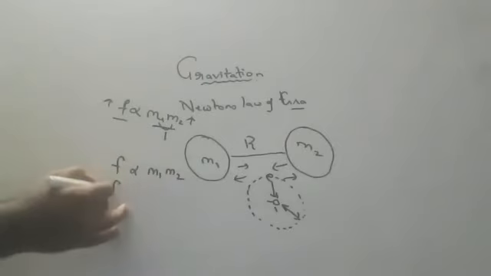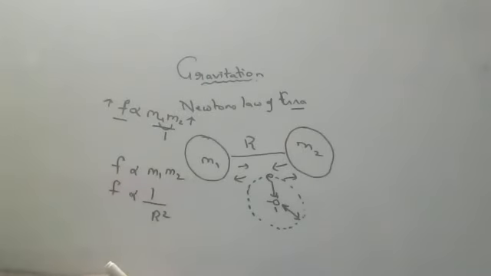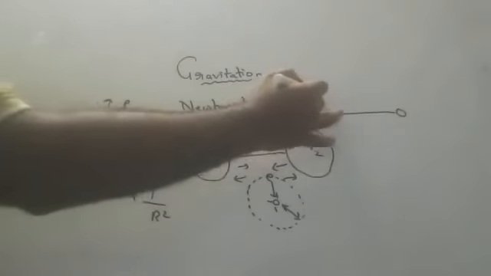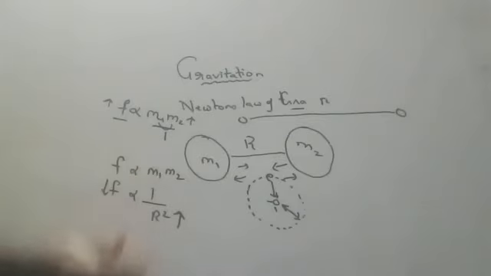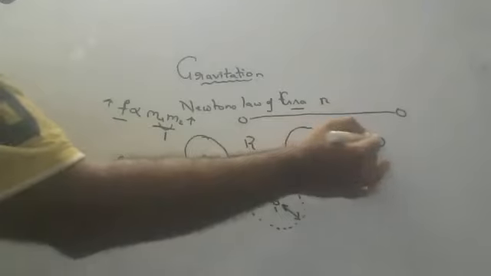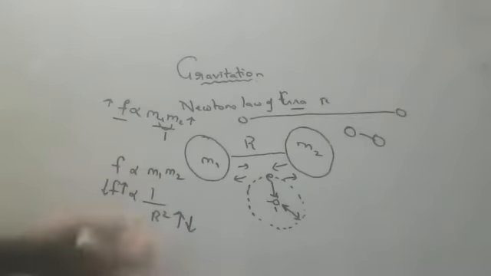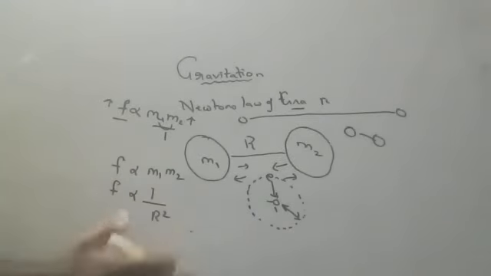Second, he said that this force is inversely proportional to the square of the distance between them. Means if they are very far, the force will be less. If they are very near, the force will be very high. That's what he's saying: force is inversely proportional to the square of the distance between them.